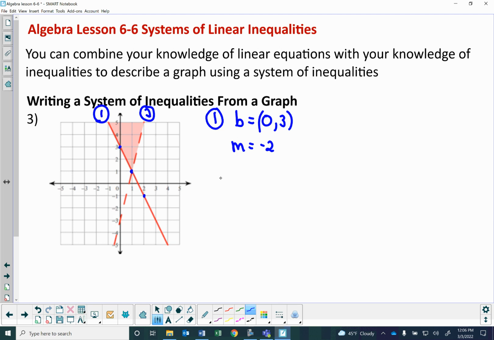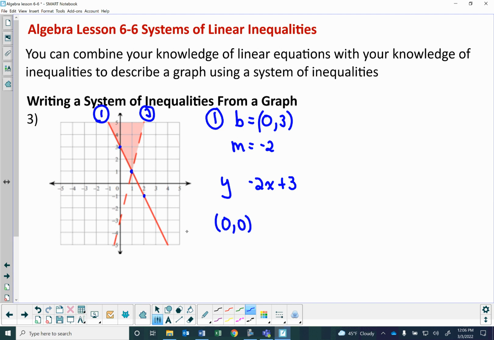So in the equation, it would be y equals -2x plus 3, but I need an inequality. Okay, so the first thing I'm going to do here is I'm going to think about testing something. I'm going to test 0, 0.